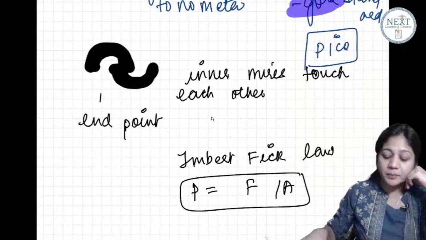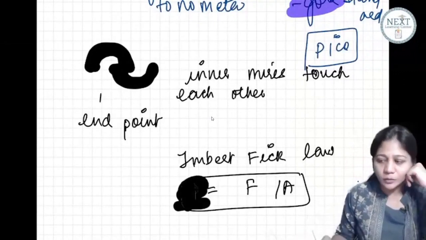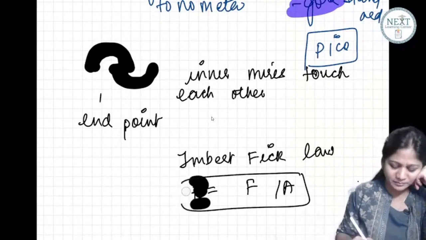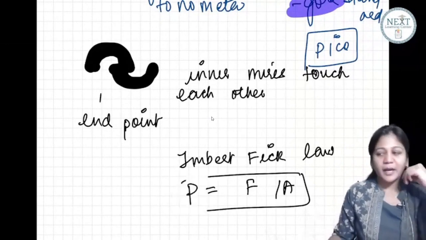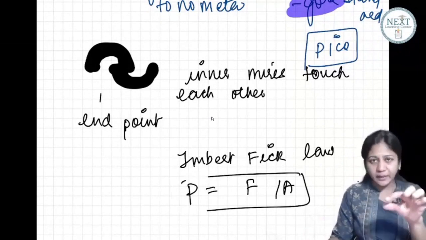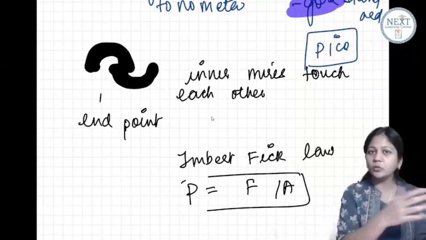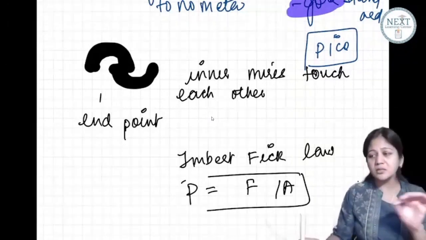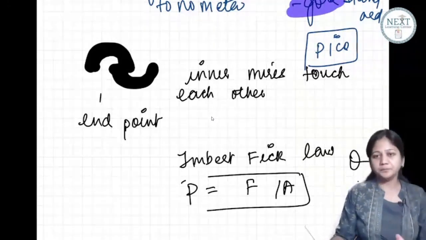So if I want to know the pressure inside the eye, what should I do now? I should press a certain area by a certain force. When I press a certain area by a certain force, I'll get to know the pressure in the eye. Okay, so this is the law which we use here. Pressure is equal to force upon area.